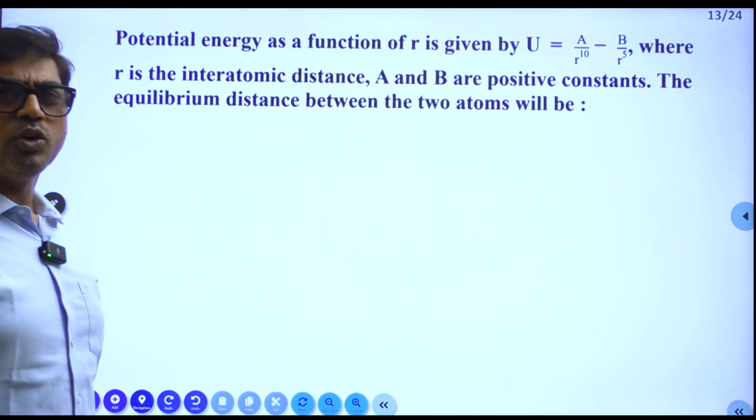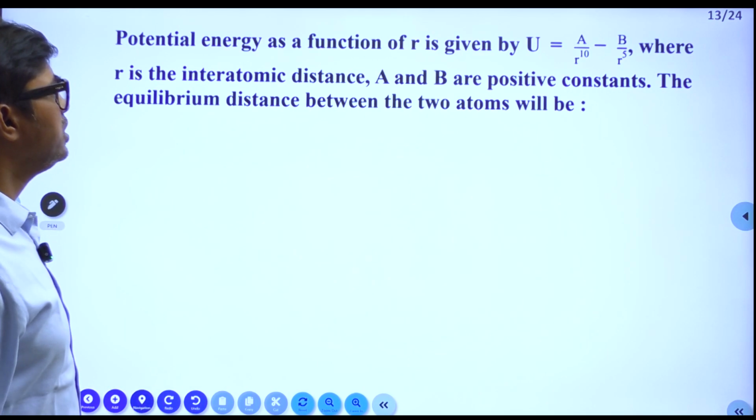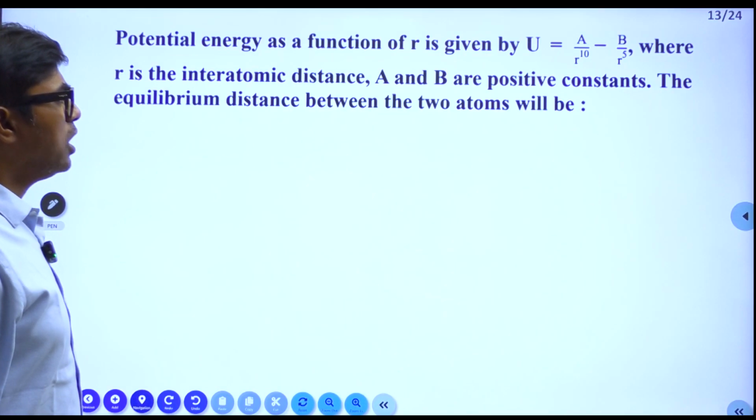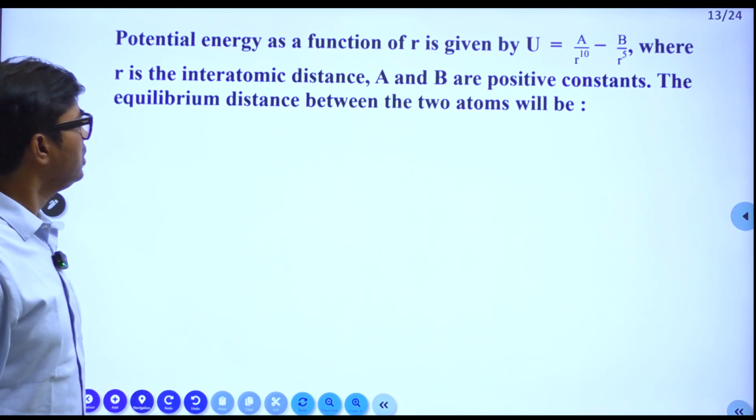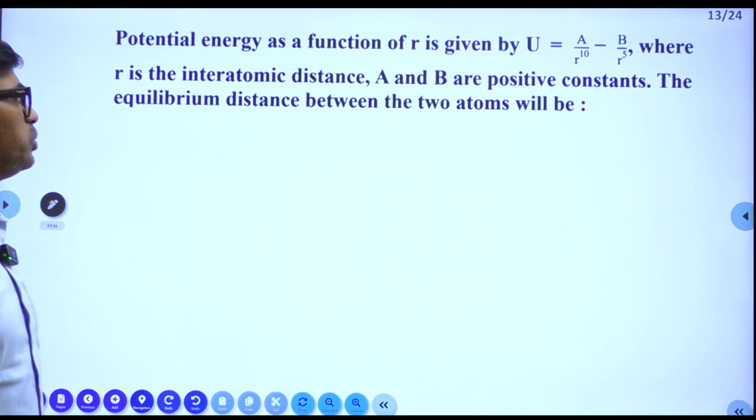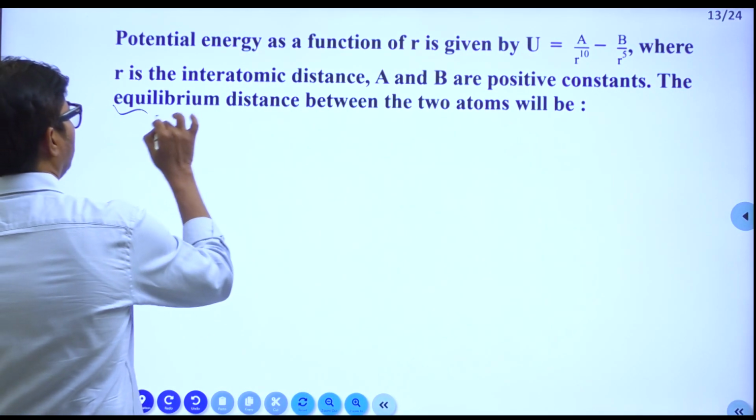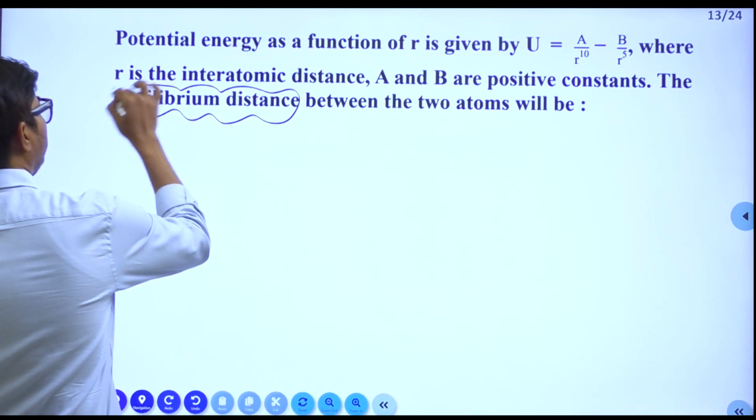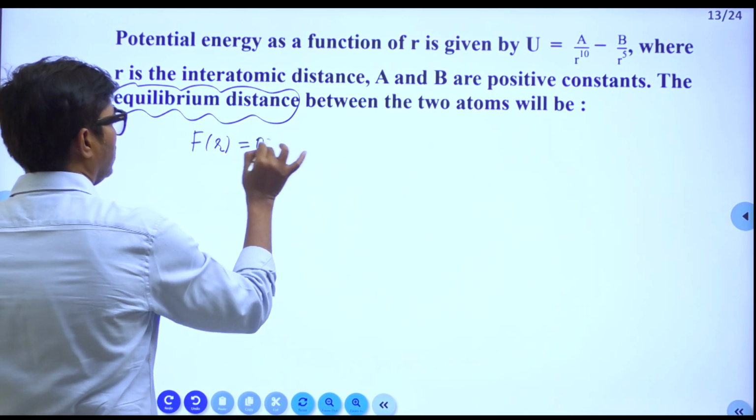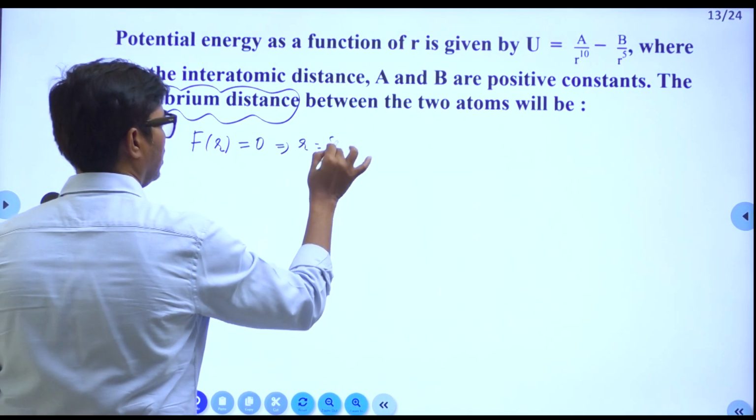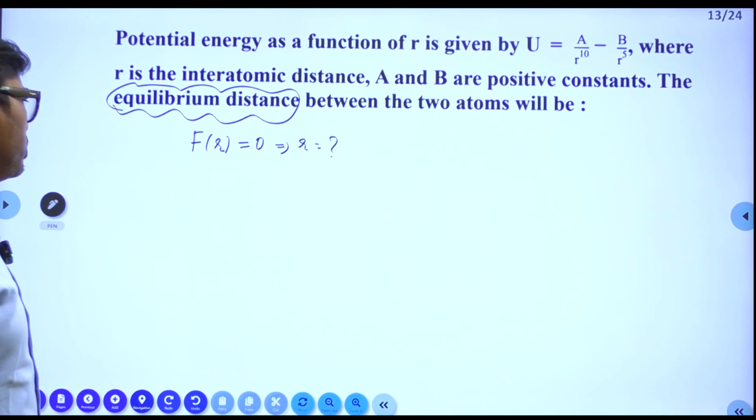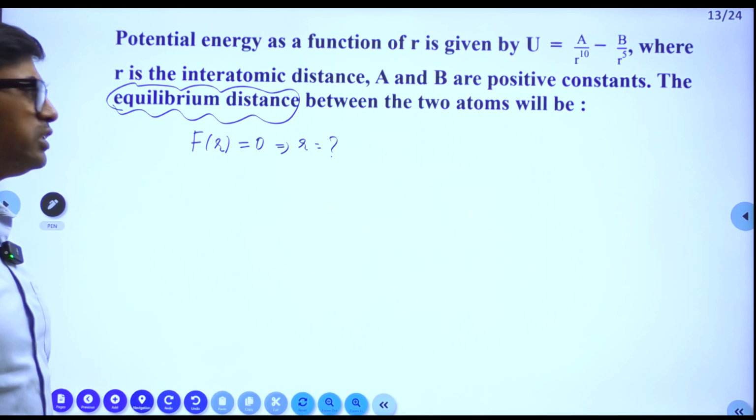Some questions I have taken on potential energy also. Potential energy is given by the expression U = A by R power 10 minus B by R power 5, where R is the interatomic distance, and A and B are positive constants. Then the equilibrium distance between the two atoms is? So they are talking about equilibrium distance. Equilibrium distance means F of R equals 0. At what distance R will the force be 0? That's where equilibrium happens. But they didn't give the force, they had given the potential energy.